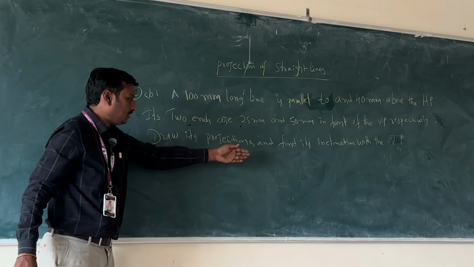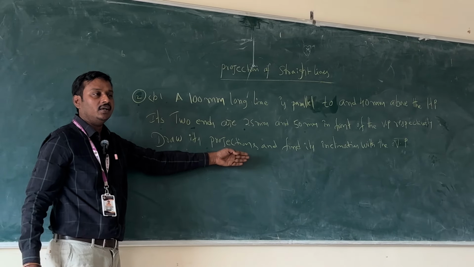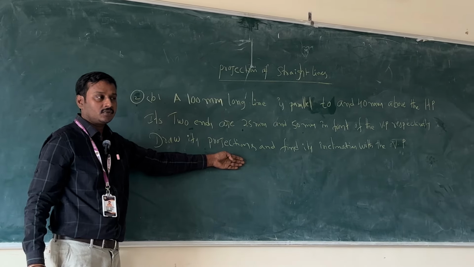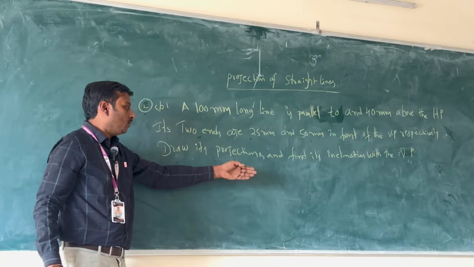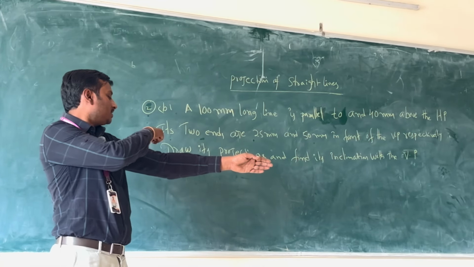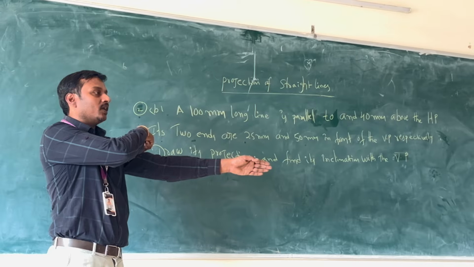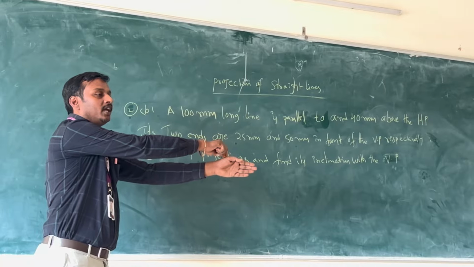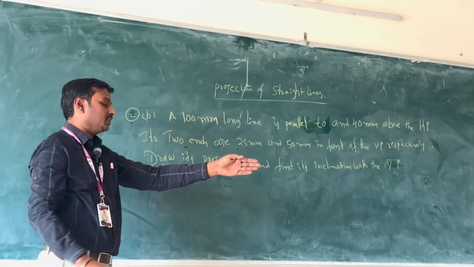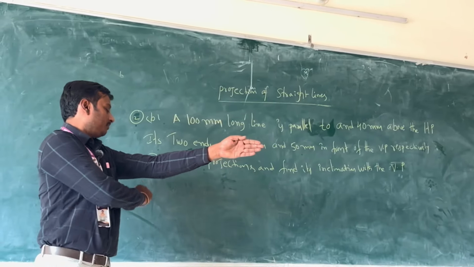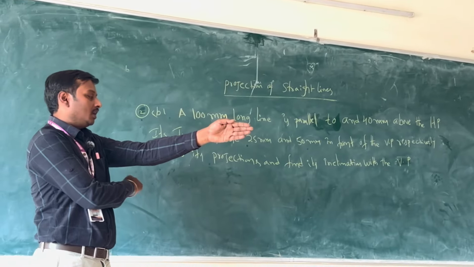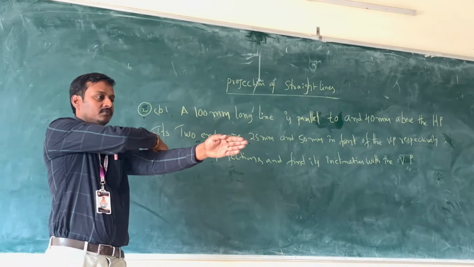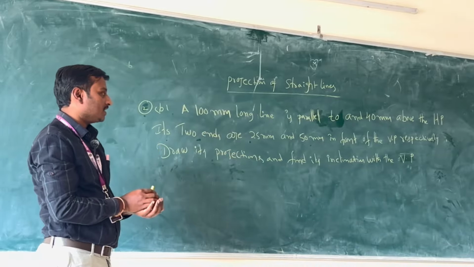Again, the projection: the front view in the VP is above the XY line. The other side is 25 mm in front of the VP, and the other is 50 mm in front of the VP. Like this, this distance is 50 mm and this distance is 25 mm. Now find this inclination. Then how to find this inclination?